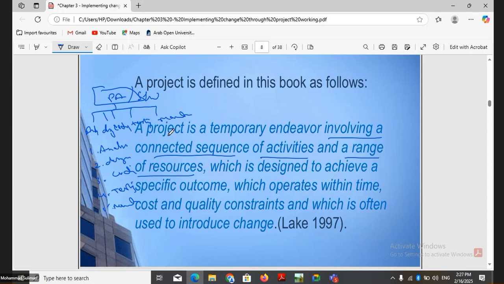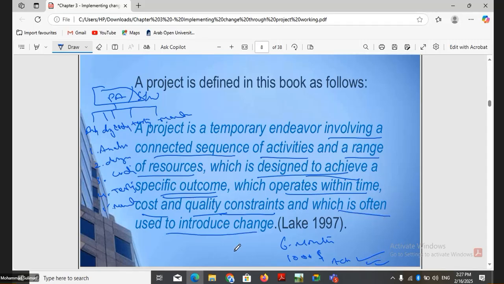These resources are designed to achieve a specific outcome, which operates within time, cost, and quality constraints. These sequences of activities are designed to achieve some outcome, some product, application, or system. The whole project operates within some time. For example, in six months we complete this project under the cost of $1,000. And the quality is that we achieve so many aims or objectives. It is often used to introduce change. The whole project is a new thing, bringing a new change. So this is a proper definition of a project.